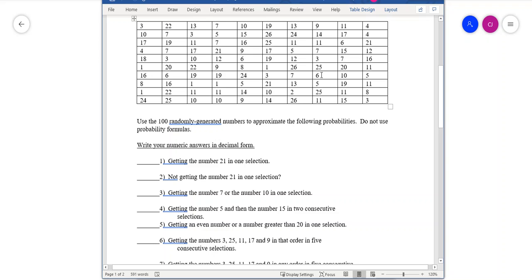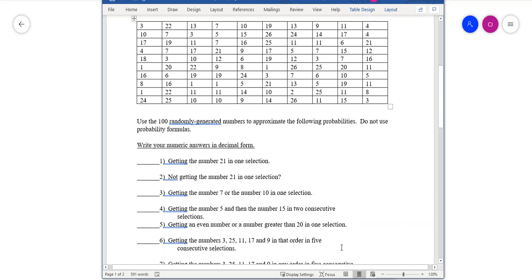Is it a 21? No. Okay. Is this one over here a 21? No. That's another selection. If I randomly selected this one cell here, is that a 21? No. Well, how likely is that? Well, if there's only 3 21s out of 100, that means there's 97 other numbers that are not 21.